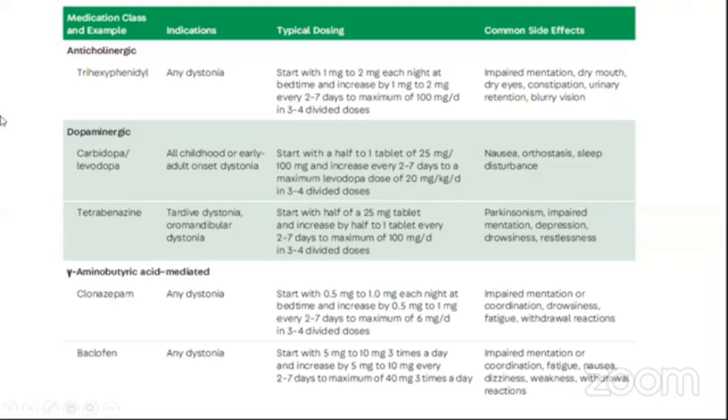Dystonia can be treated by tetrabenazine. The most common dystonias treated by tetrabenazine are tardive dystonia and oromandibular dystonia. Usually we start with half of a 25 milligram tablet and increase by half to one tablet every 2 to 7 days, to a maximum of even 100 milligrams per day in 3 to 4 divided doses. Sometimes we can use clonazepam for any type of dystonia, especially generalized dystonia, and baclofen for any type of dystonia. It may be used as add-on therapy with other drugs.